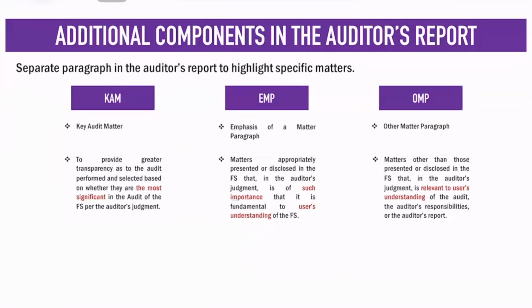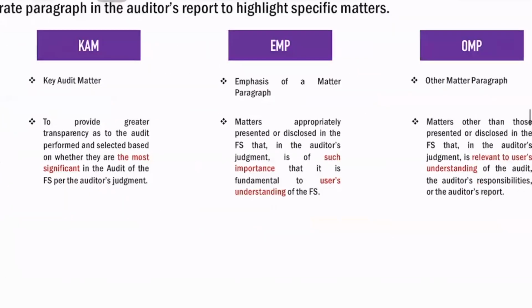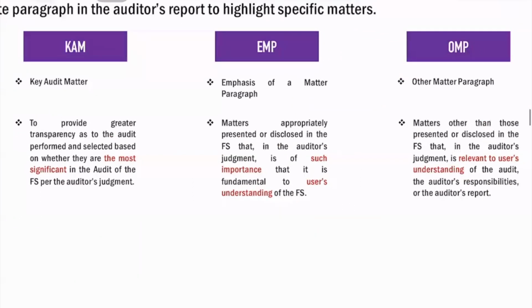Now, aside from those items, we have your additional components or other paragraphs that can be found in your audit report. And what are those? We have your key audit matter paragraph or key audit matters. We also have your emphasis of a matter paragraph. And then we have your other matter paragraph. So let's start first with key audit matter.